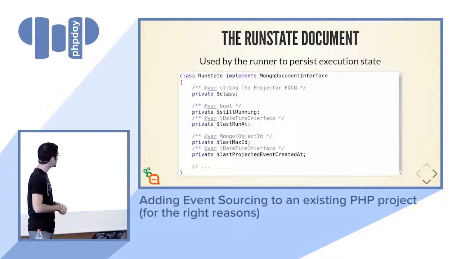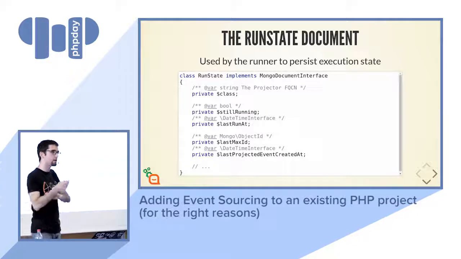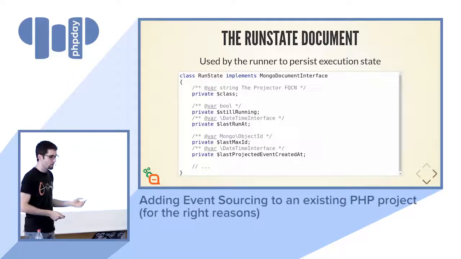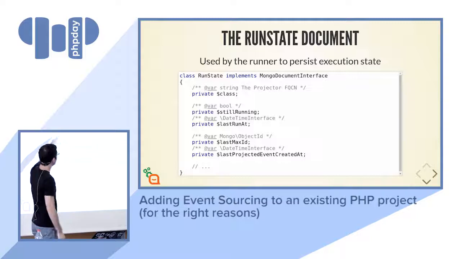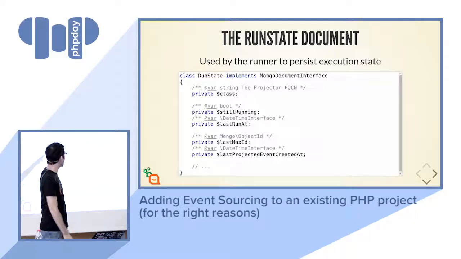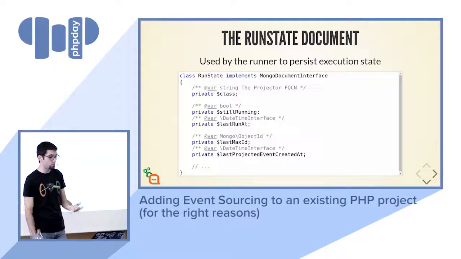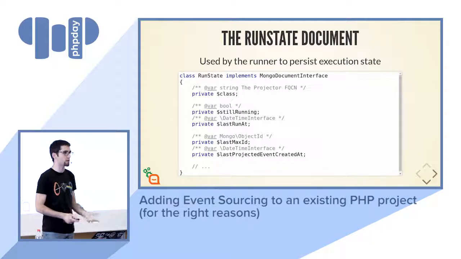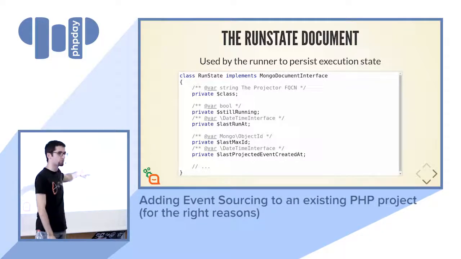The run state, instead, is a document. We map that to a class, but we use a Mongo document interface to say that this class is serializable and deserializable to the database. And you have one run state per each projector. So you have the class name in there to identify, and we have a unique index for that field. And you have a still running Boolean flag, which is basically used to say whether the projector is running right now or not. And the timestamp, last run at, says this is the last time that the projector ran successfully.